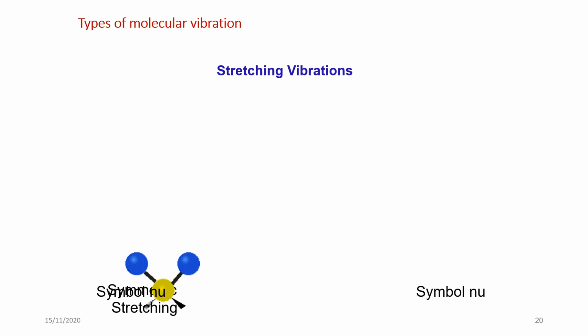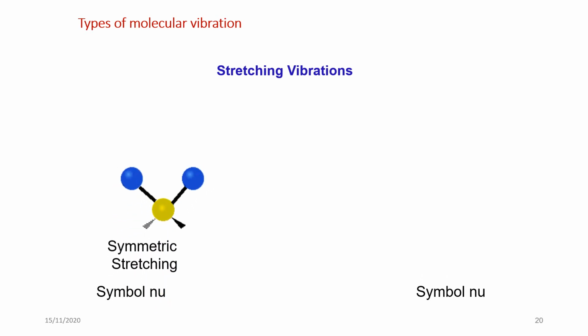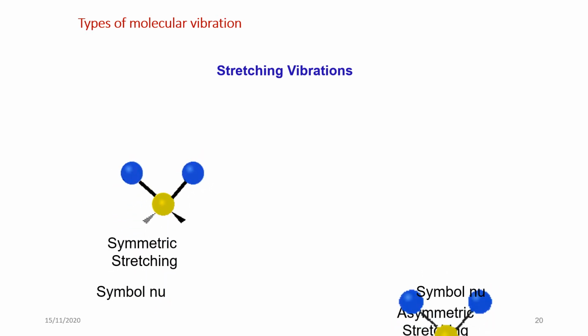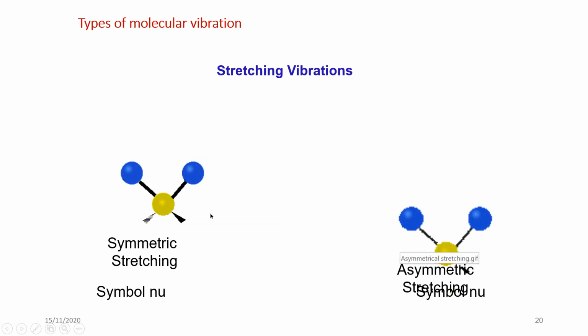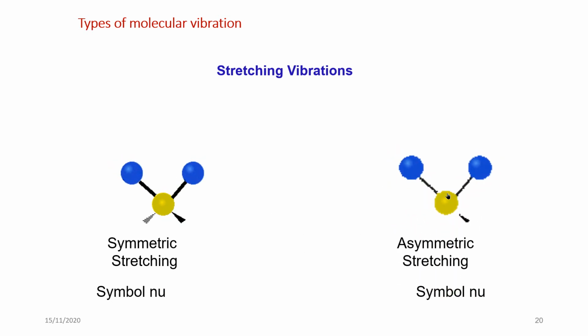In case of symmetric vibration, you can see here there is a change in the bond length and there is no change in the bond angle. In symmetric vibration, both atoms will move at a time, and in asymmetric vibration, they will move unevenly.